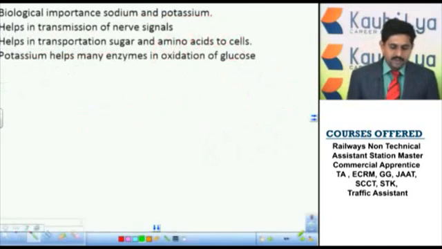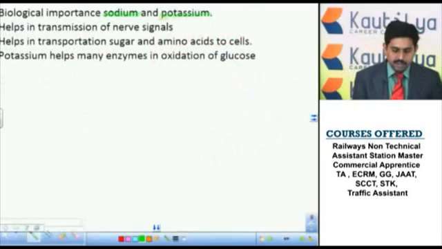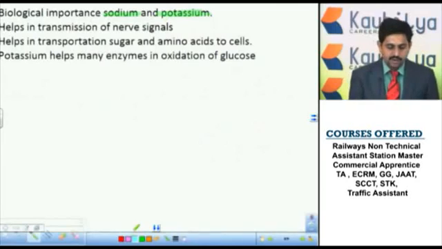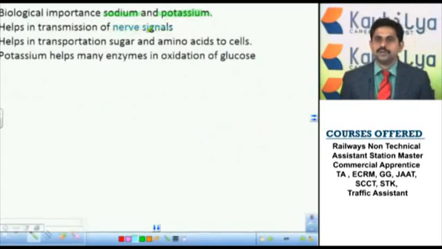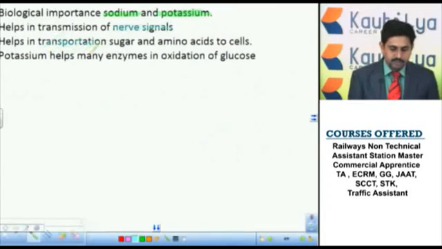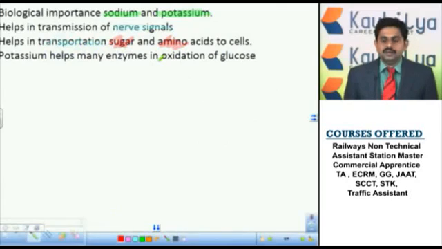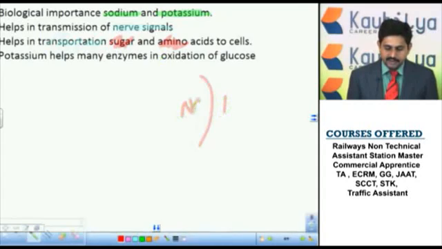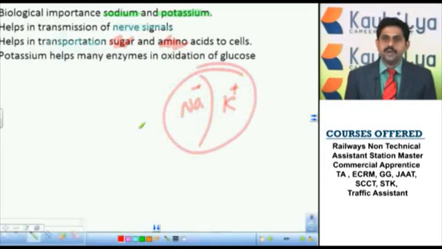So a very important thing is the importance of sodium and potassium. Sodium and potassium are very important in our body. They are useful for nerve signaling. That is how the nerve signals are transferred from one part of the body to another part of the body, because one of the reasons is that sodium and potassium maintain the nerve signaling. And they also help in the transportation of sugar and amino acids into the cell. See, one is present outside, one is present inside, right? So they are maintaining an equilibrium. An electrical gradient is maintained here.